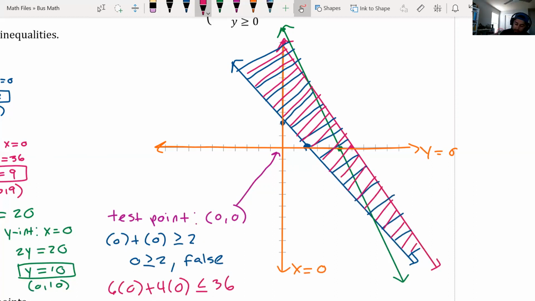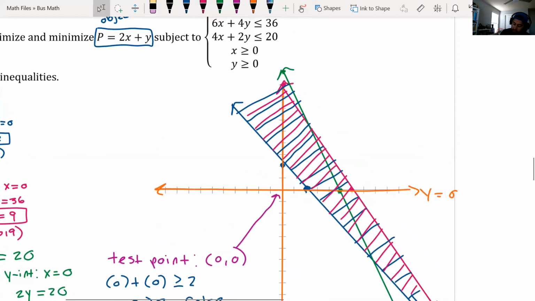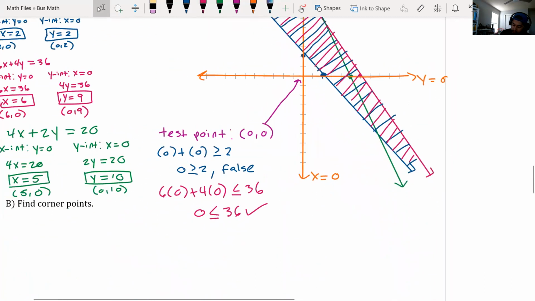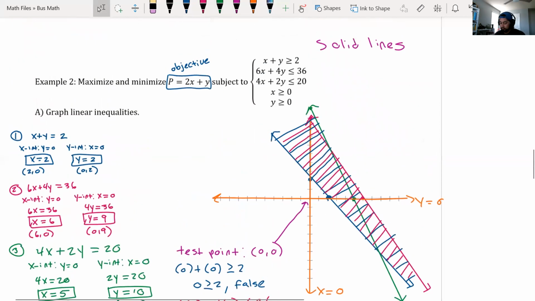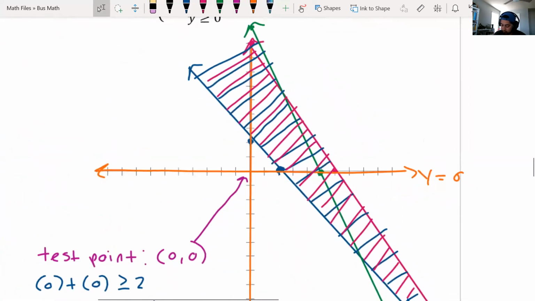Okay, and then the last one is less than or equal to 20. So we try it in the green function. You'd have 4 times 0 plus 2 times 0 less than or equal to 20. 0 would be less than or equal to 20, which is good. So for the green line, we also shade towards (0, 0). So many lines.